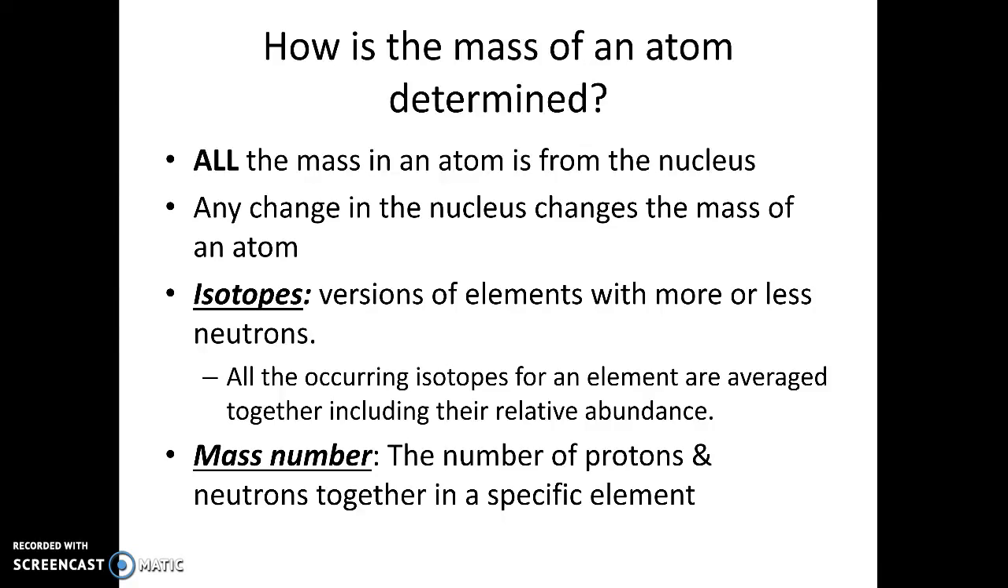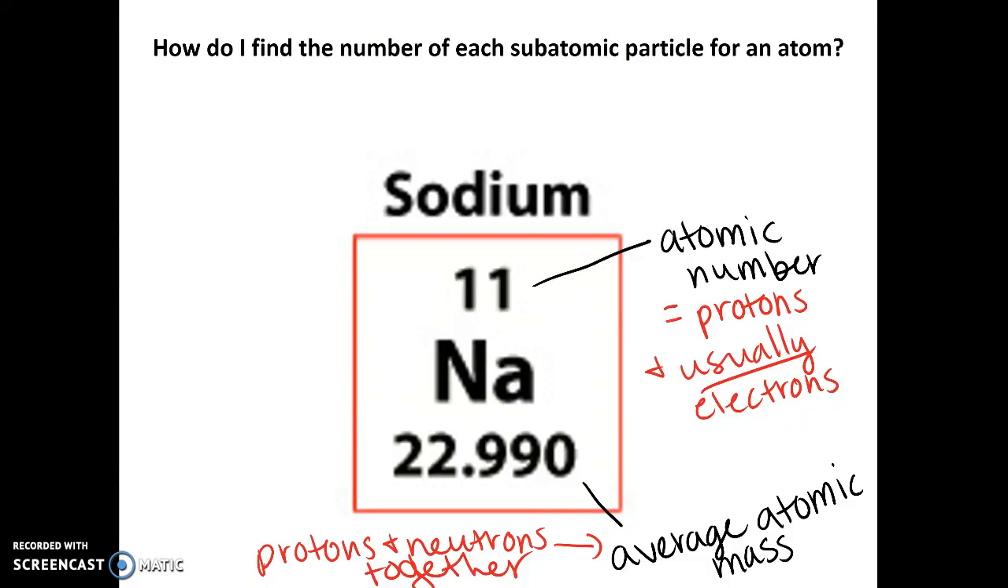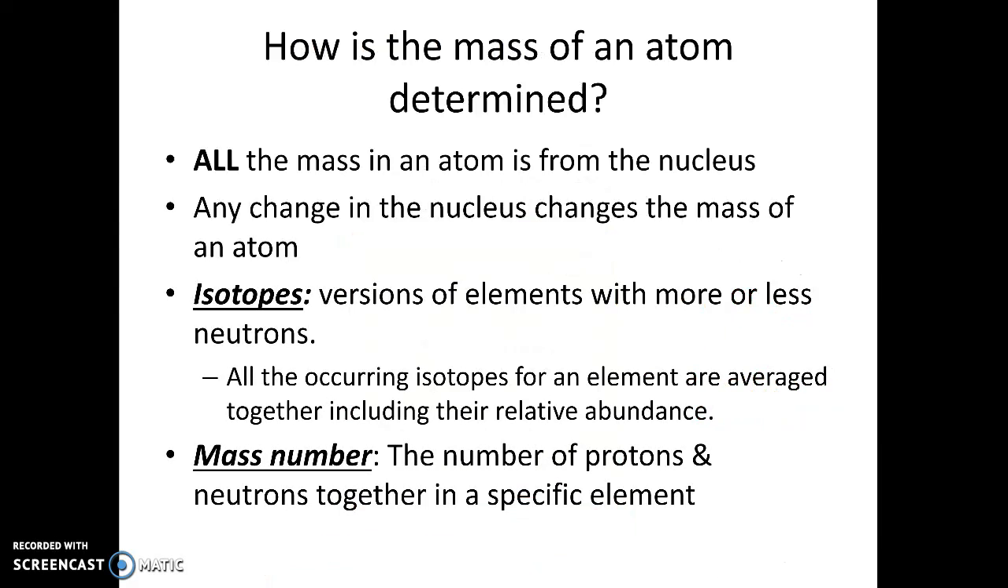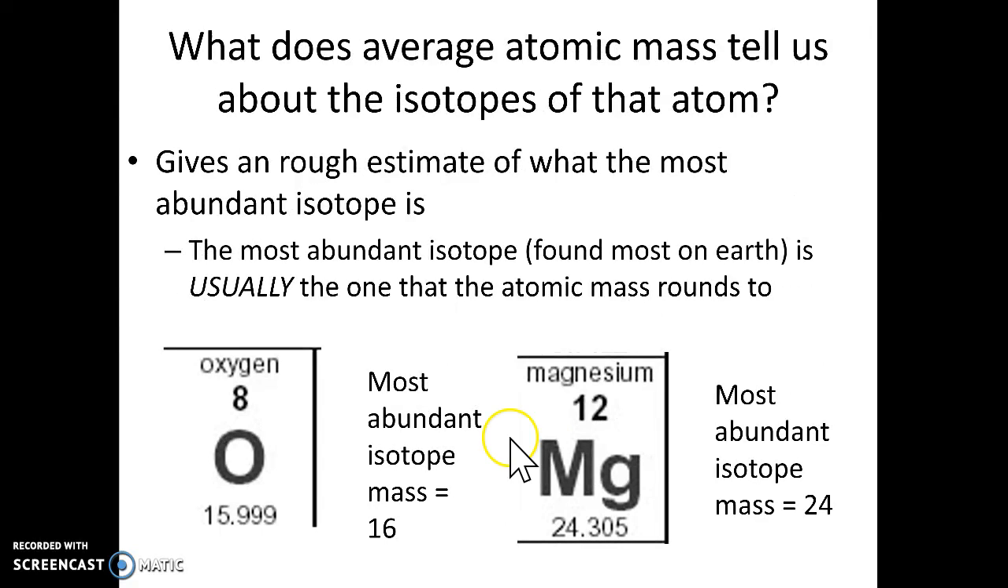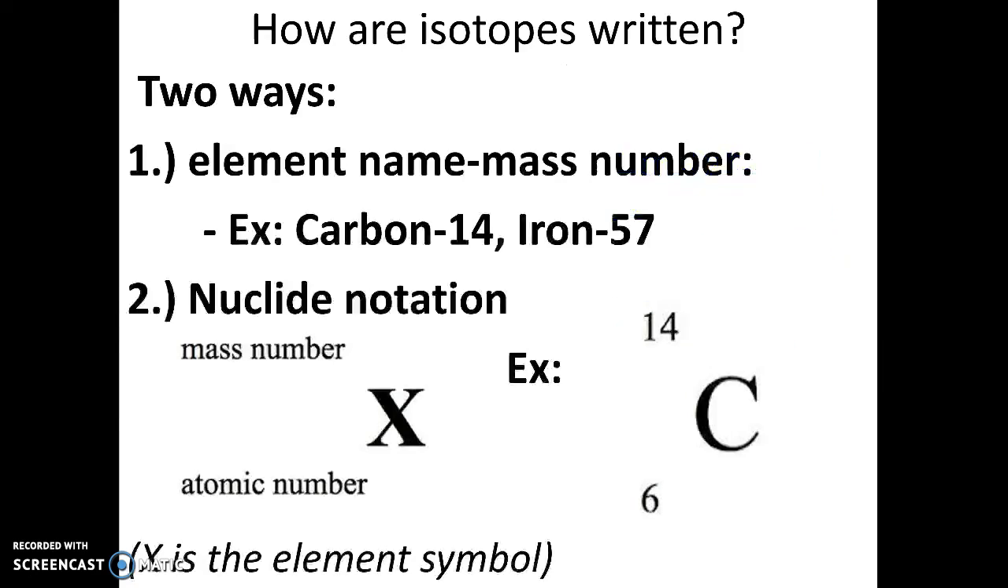Mass number is a little bit different than the average atomic mass that we have in the periodic table, in that it's actually the total number of protons and neutrons together for a specific element. So again, the periodic table just tells us roughly what our most abundant isotope is. That's going to be the one that's closest when rounding. That's usually the most abundant one.